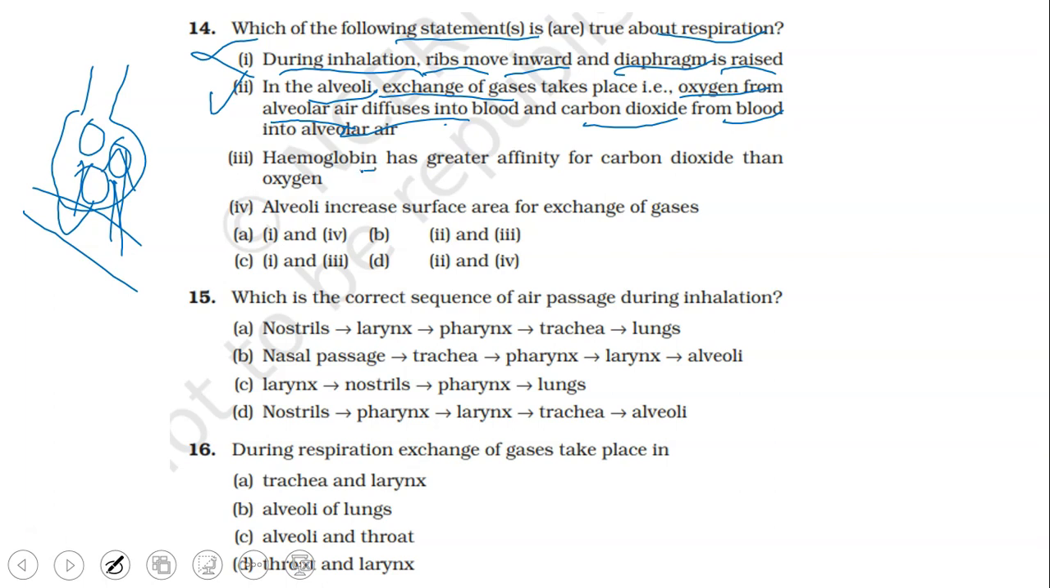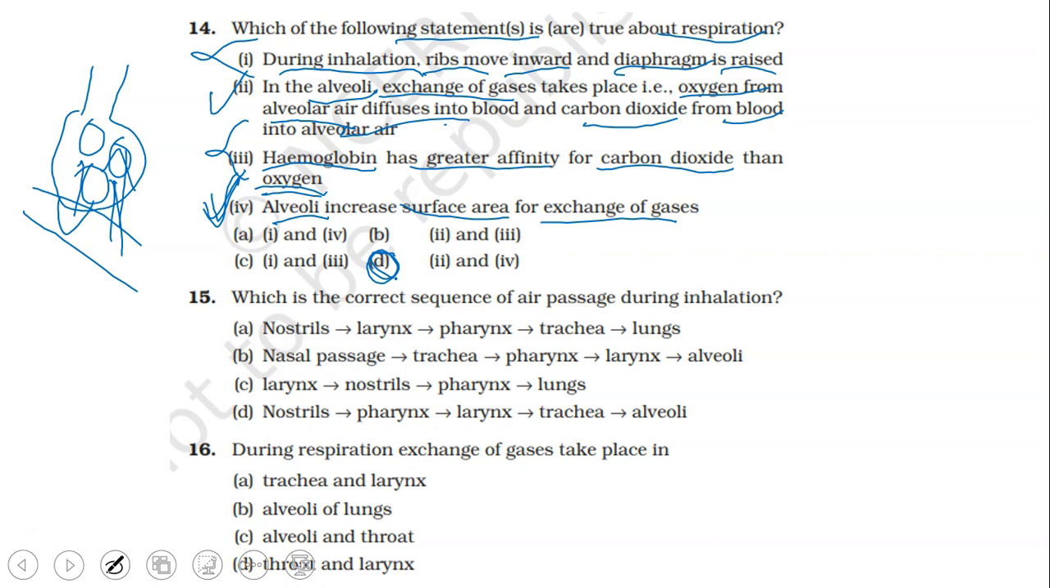Third option: hemoglobin has greater affinity for carbon dioxide than oxygen. This is false. It's actually the opposite. Hemoglobin has greater affinity for oxygen. Last option: alveoli increase the surface area for exchange of gases. This is a very true statement. So the correct option is 1 and 2.